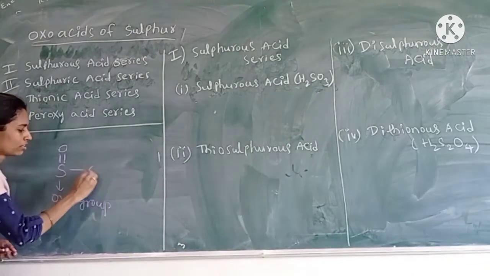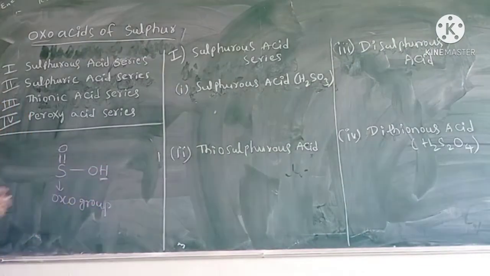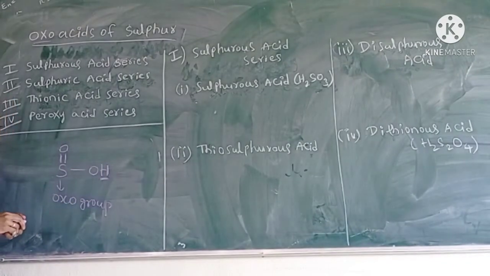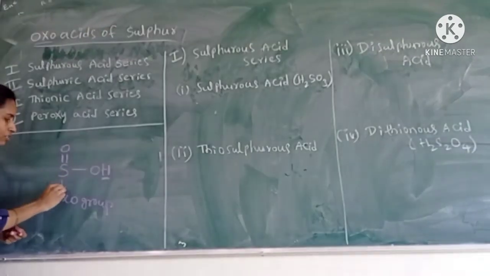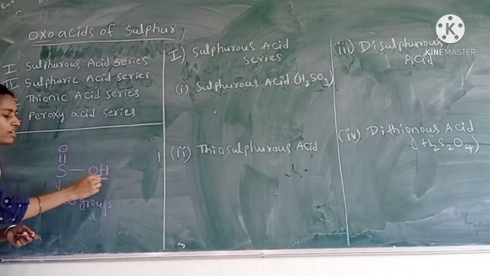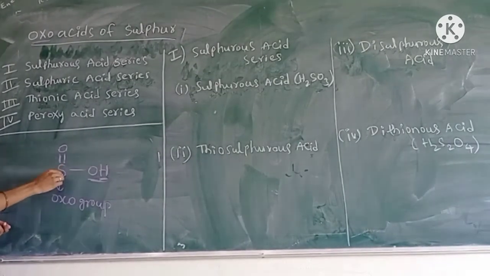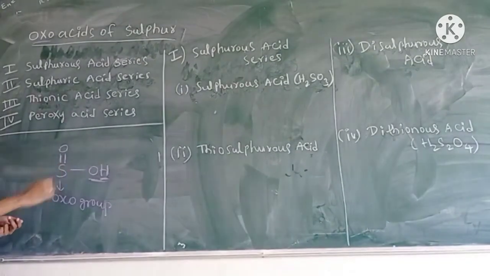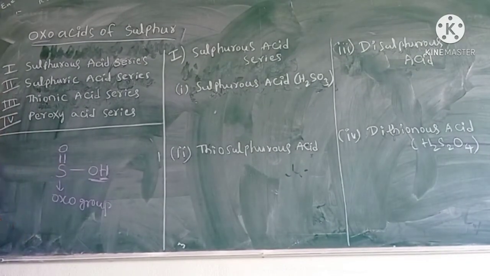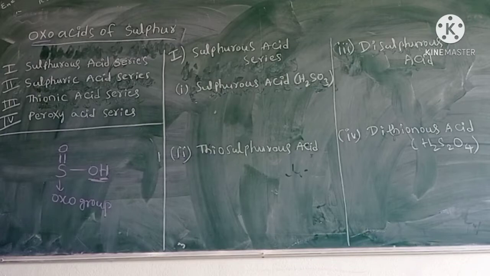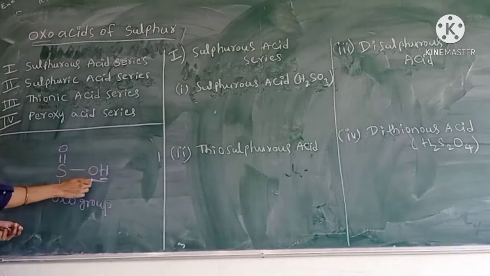And when it has an acidic proton, this hydrogen is an acidic proton, meaning it can release as an H plus ion. The substance which can release H plus ion is called an acid. That's why it is called oxo, and it can release a proton. This is called acid, so these are the oxo acids of sulfur. If it is sulfur, it is called sulfur oxo acid. If it is phosphorus, then we call them oxo acids of phosphorus, like that. Here we are studying the oxo acids of sulfur. So remember this group, oxo and acid.